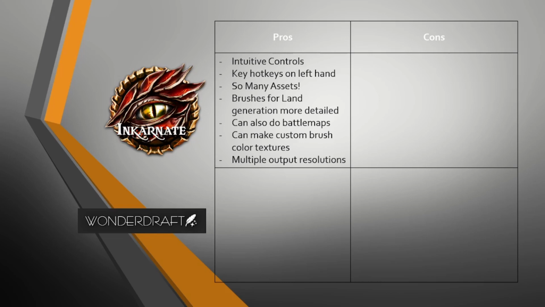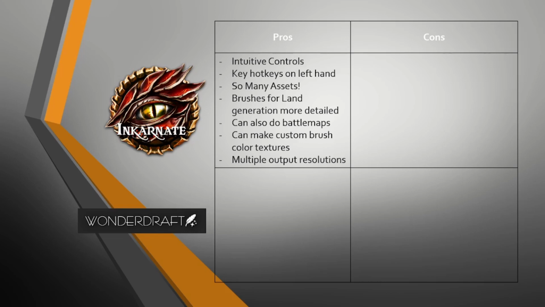And you can go in and make custom brush color textures, okay? So you can change colors in Wonderdraft, but you can't make a specific texture, okay? In Inkarnate, you can go in and change the texture of, let's say you want to make a ground texture. You could go outside and take a picture of the grass in your yard, and you can make that a texture and make it real grass inside your map. So that's pretty awesome.